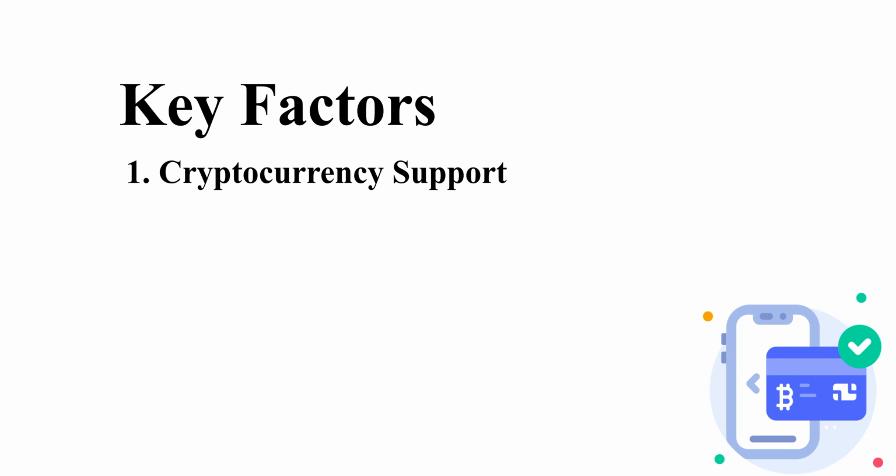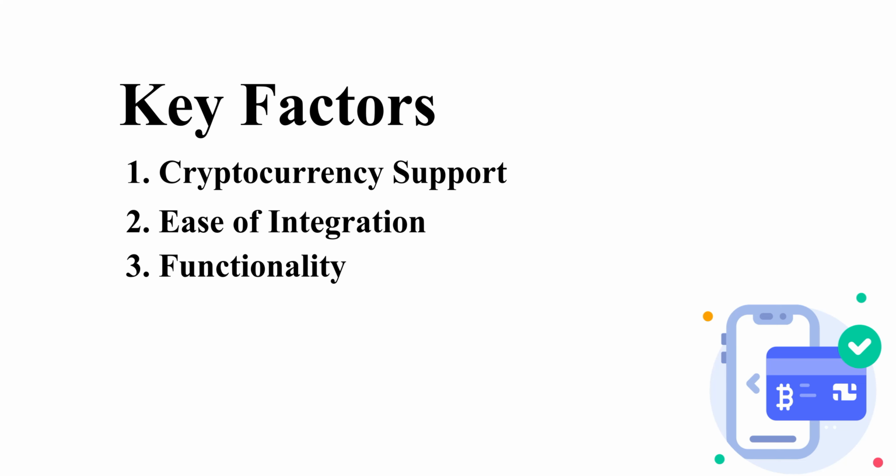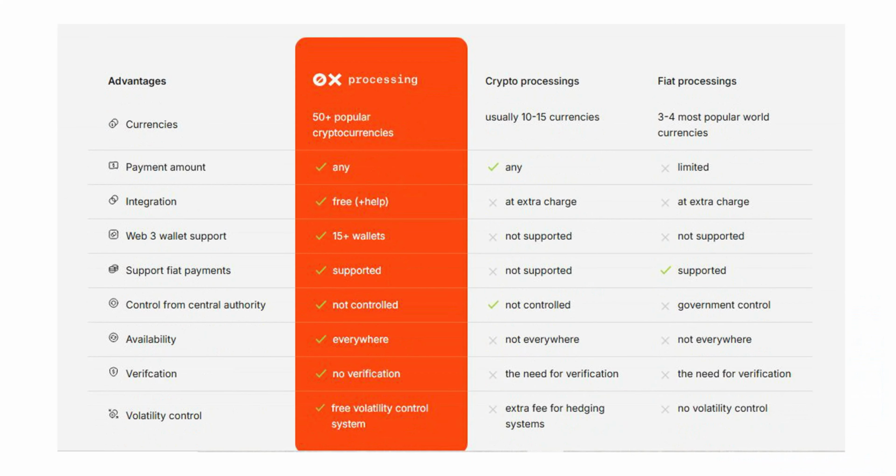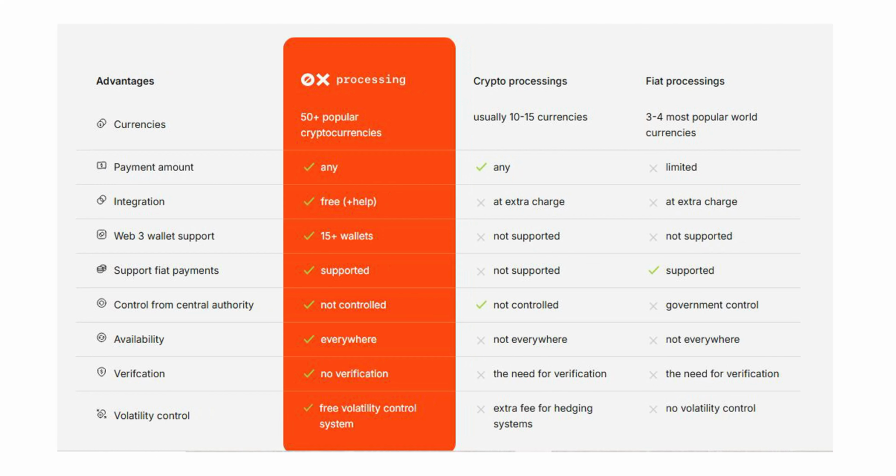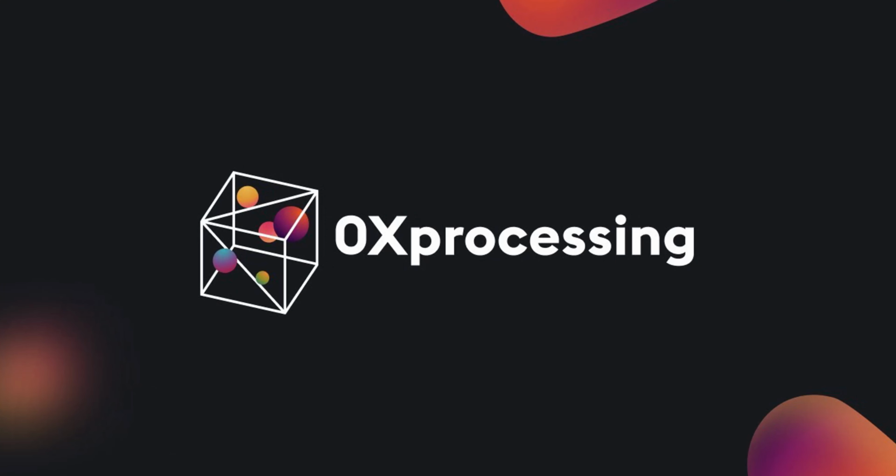1. Cryptocurrency support. The more currencies supported, the more flexibility your business offers to customers. 2. Ease of integration. Reliable services provide free integration, often supported by a dedicated team. And 3. Functionality. Look for services with comprehensive features such as converting crypto to fiat, to ensure your operations are not limited. 0x Processing excels in all these areas, and today I'll guide you through its features and integration process.